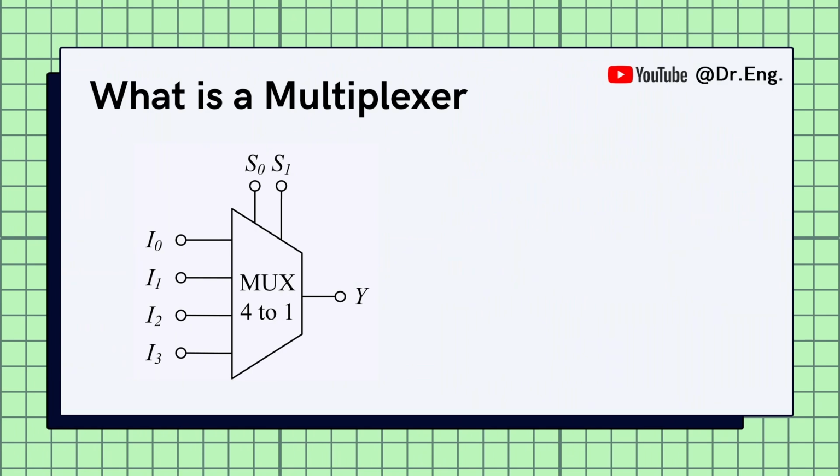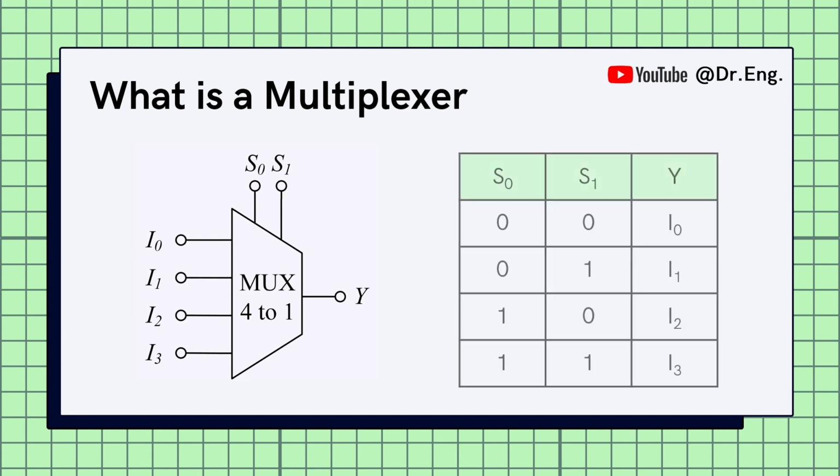A 4-to-1 multiplexer has 4 inputs labeled I0, I1, I2, and I3, 2 select lines, S1 and S0, and a single output, Y. The select lines determine which input is passed through to the output. For example, if S1 S0 is 0 0, input I0 will be selected and sent to the output. If S1 S0 is 1 1, input I3 will be sent to the output. Essentially, the MUX acts as a data selector, and it can reduce the complexity of your circuit by efficiently managing multiple signals. This is the truth table for the 4-to-1 MUX.